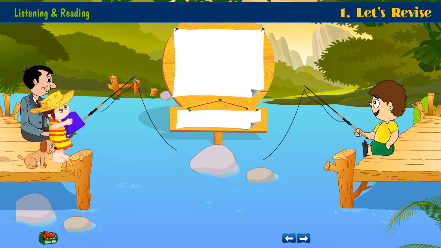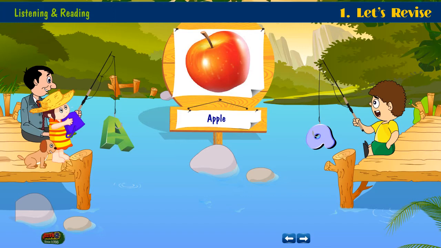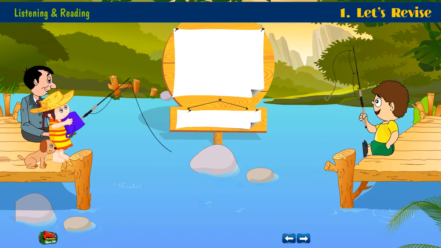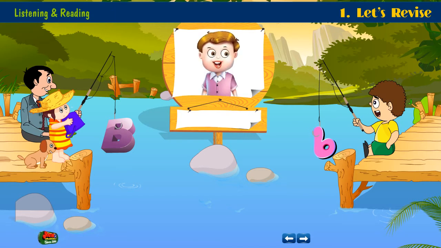Capital letter A, small letter A. A for apple. Capital letter B, small letter B. B for boy.